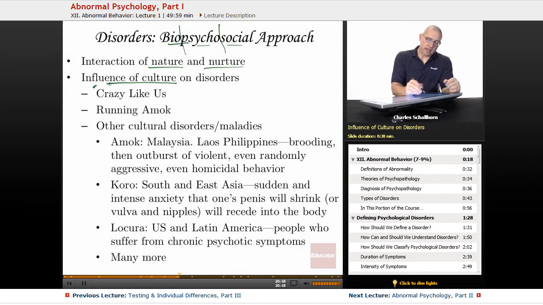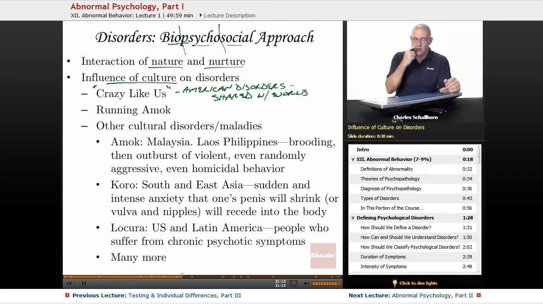And there's a book that I recommend. It's called Crazy Like Us. It came out a couple of years ago. And it's about how distinctly American disorders are being essentially shared. There's a process known as cultural diffusion in sociology, but it's being shared with the world. And so our view of what is normal and not normal is starting to be spread around the world. And so it's a book called Crazy Like Us.